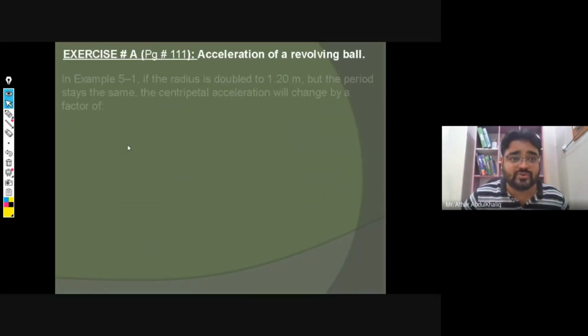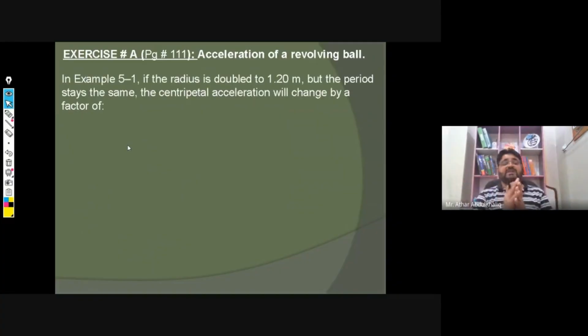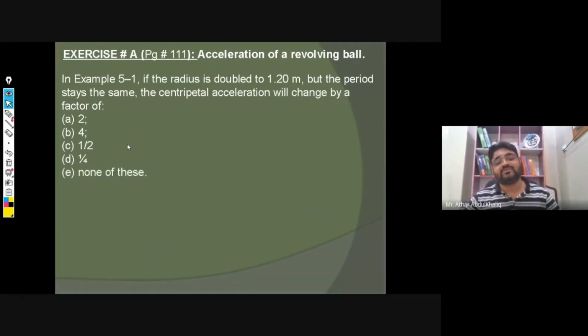Let me move to exercise A of the same page of the book. In this exercise, it is said, example 5.1: if the radius is doubled, but the period stays the same, the centripetal acceleration will change by a factor. When you double the radius, it will become double, 4 times, half, quarter, or none of these.